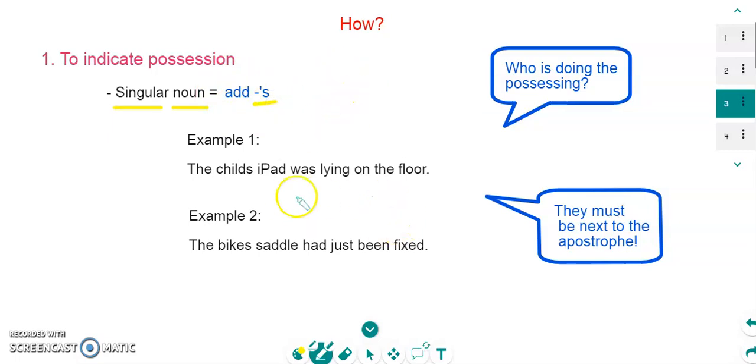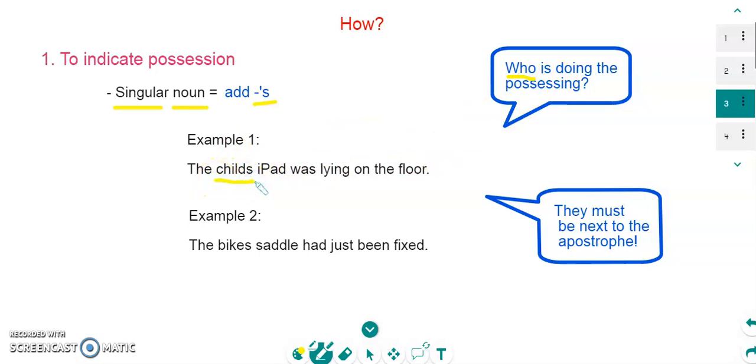So if we look at this sentence, we want to add an apostrophe here because we want to describe possession. We want to describe something or someone owning something else. We ask, I've written this bubble over here, who is doing the possessing? And that person in this sentence, "the child's iPad is lying on the floor." The iPad is of the child. It's that child's iPad. So who is doing the possessing? The child is.